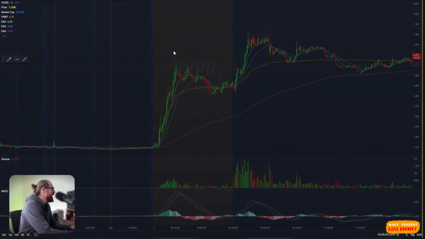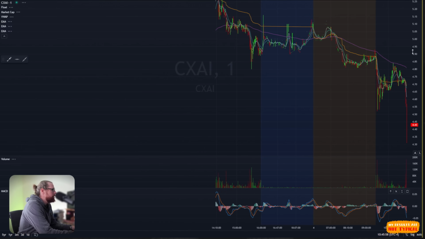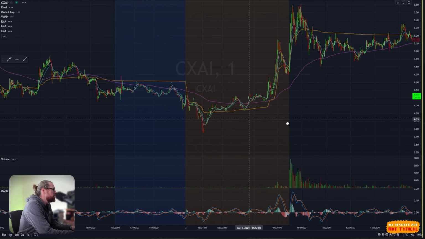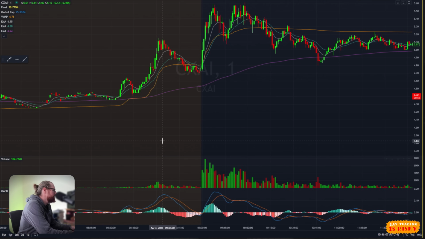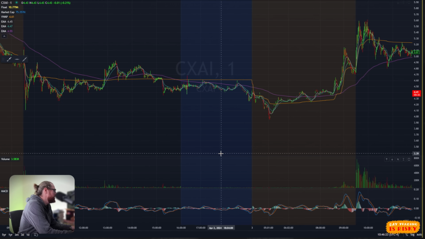Let's see. CXAI was another one that we had this week. This one, let's see if we have some good candles. So let's see. This price action yesterday was not particularly clean to me. It's sort of very whippy. It comes all the way below VWAP. It comes back up, back below VWAP, back up, back below VWAP. A lot of topping tails. That's not clean. Didn't like that on that day.